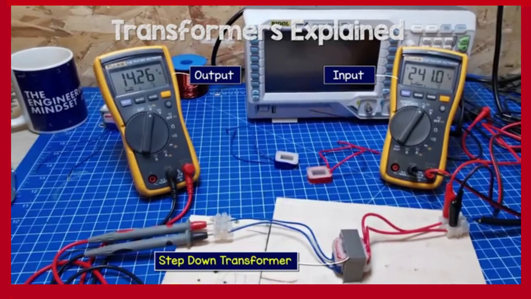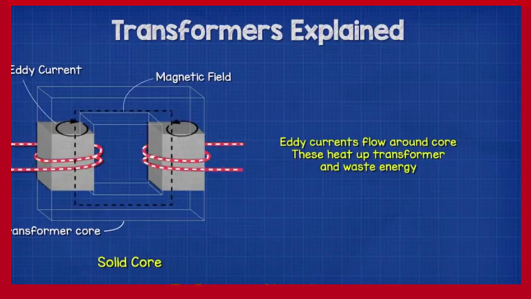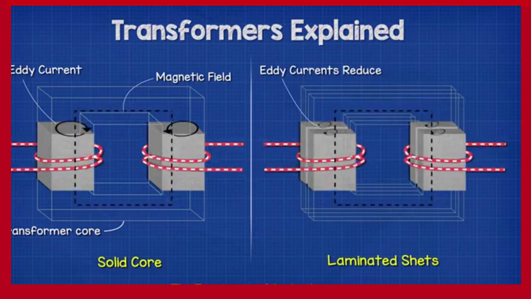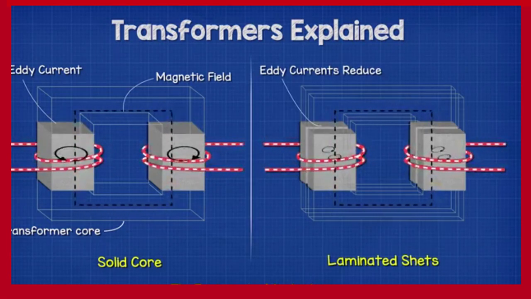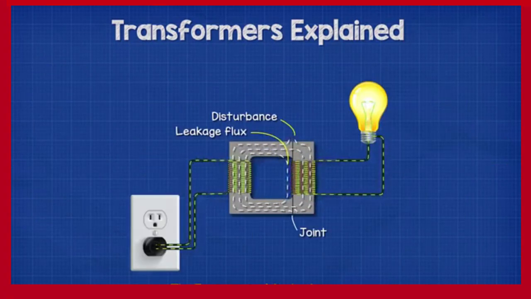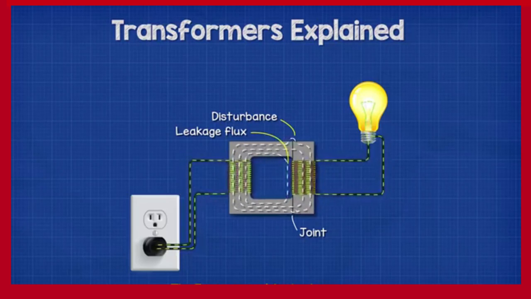However, this is not a perfect solution. It will result in eddy currents flowing around the core, which will heat up the transformer and therefore waste energy. To reduce this, the core is made of lots of thin laminated sheets, which restricts the eddy current movements and reduces their effects, although we will still lose some of the magnetic field due to leakage flux. And we also get some losses due to the disturbances caused at the joints.